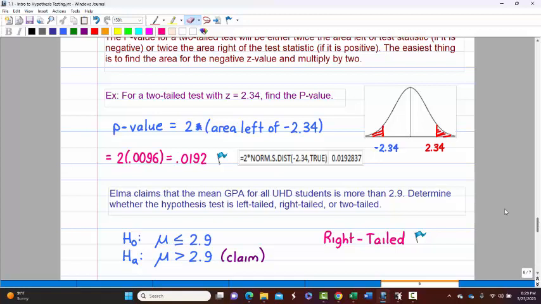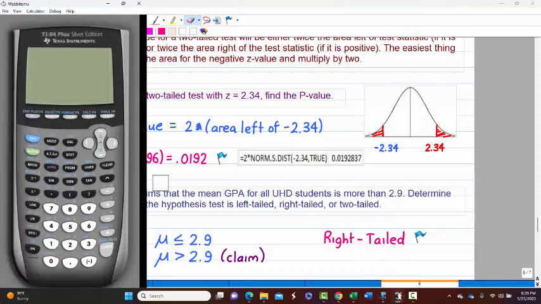So, yeah. It's 2 times NORM.S.DIST of negative 2.34, and that has to be true. For the normal distribution, which we've already studied, that was always true. Now, binomial, sometimes it was true, sometimes it was false. True means cumulative. By saying true, it's going to give you all that area right there. And then multiplying it by 2 will give us the answer we need. But it's only for two-tailed tests that we do that.